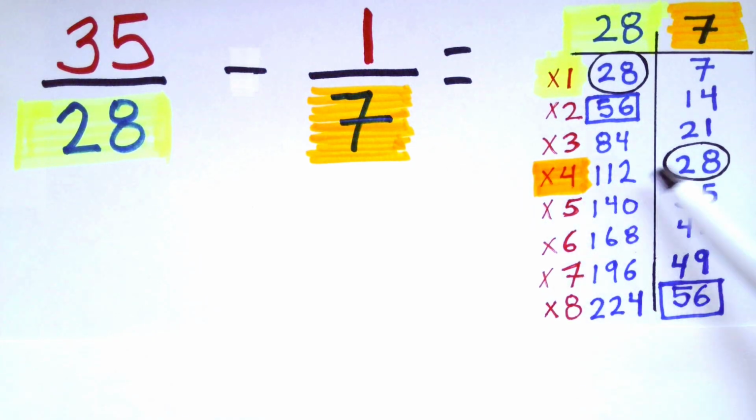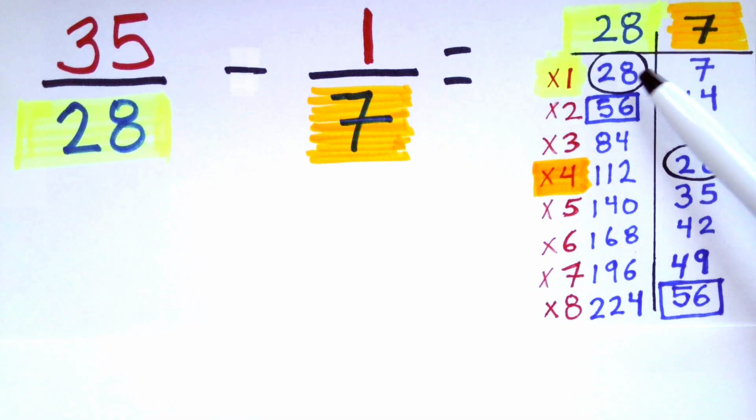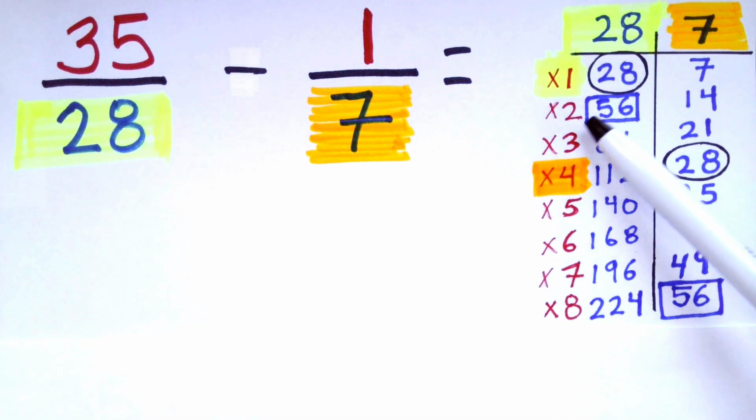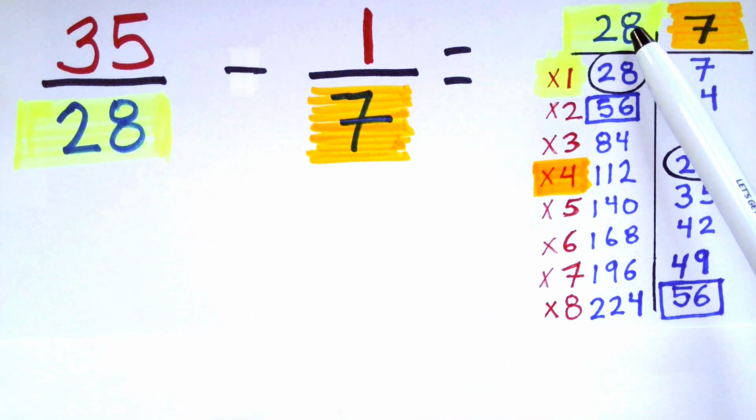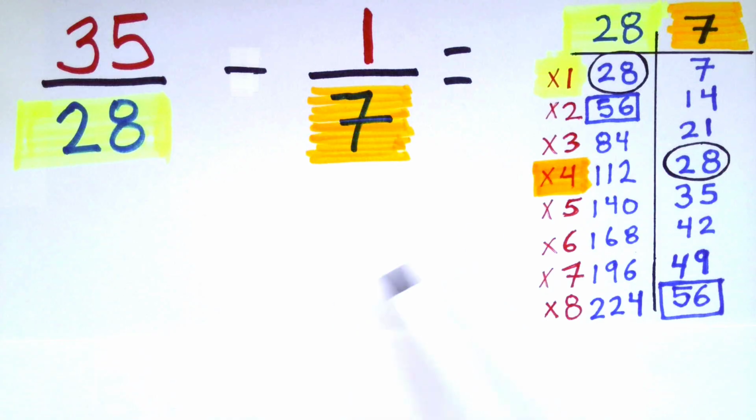7 times 4 is 28, and 28 times 1 is 28. And 56: 28 times 2 is 56, and 7 times 8 is also 56. Now, if you wanted to make the common denominator between these two fractions 56, you absolutely could, right? You would multiply 28 times 2, top and bottom, and then multiply 7 times 8 to get 56, top and bottom. Now, you do need to know that after you add or subtract these fractions, here we're subtracting, you would have to reduce your answer, your fraction, as required before you had a final answer.